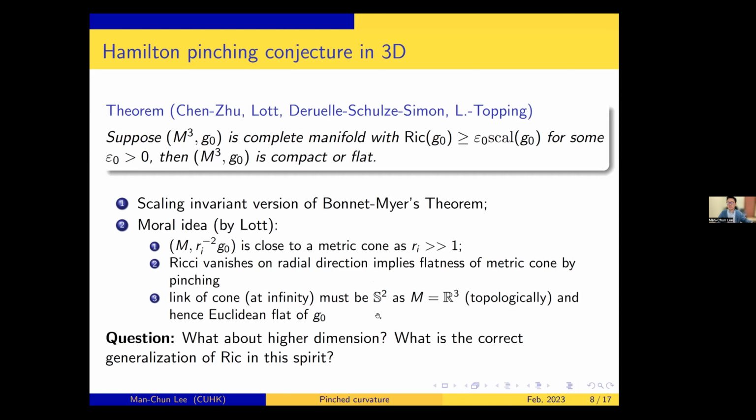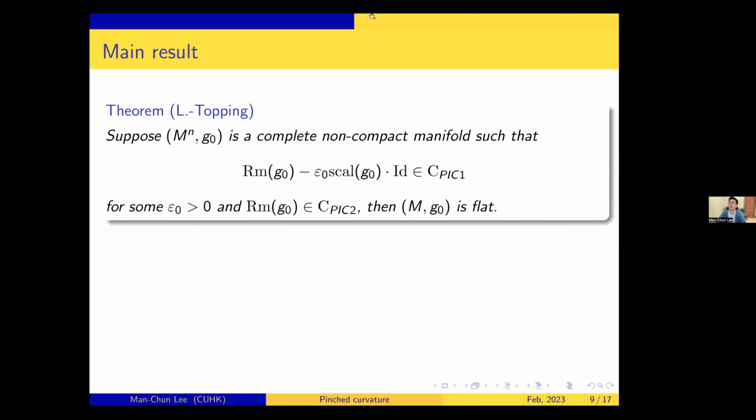Now we know this is true for three dimensions, and then we ask whether you can generalize it further and ask what is the correct generalization of the Ricci curvature to realize this argument. Here comes the main result of myself with Peter Topping last year. We proved something similar, but in contrast to three dimensions, we ask for more assumptions.